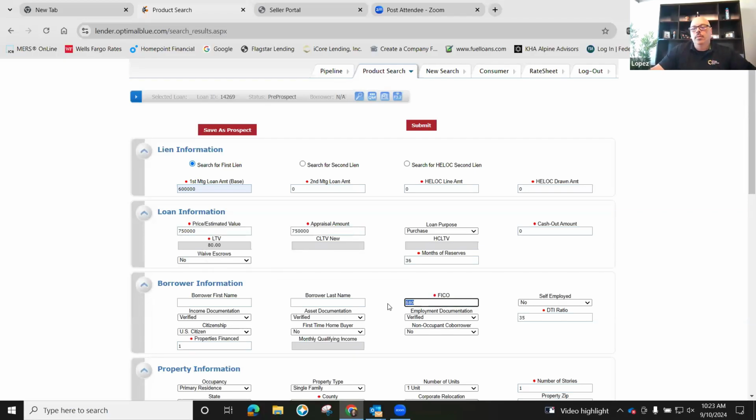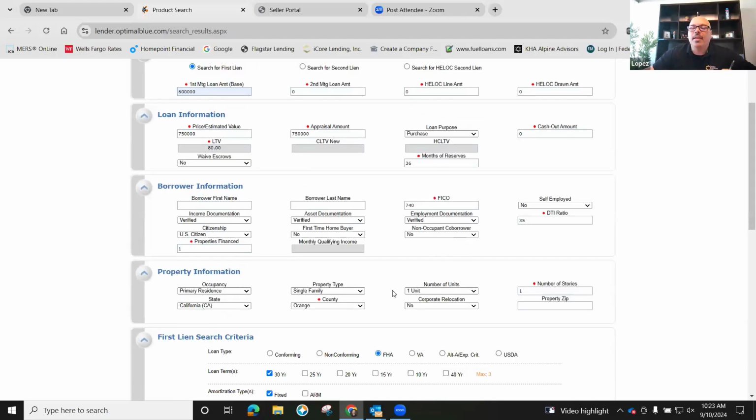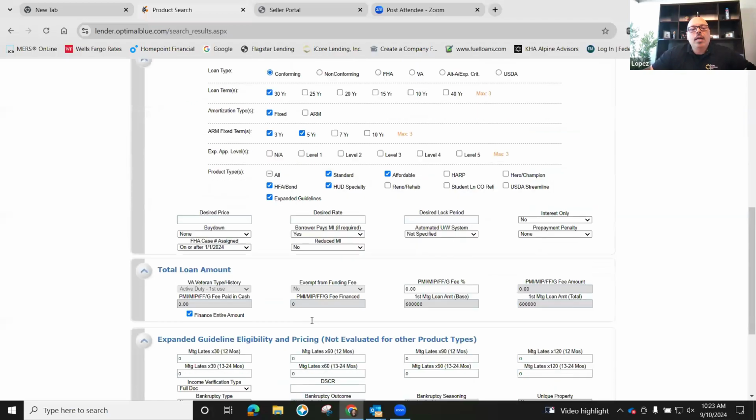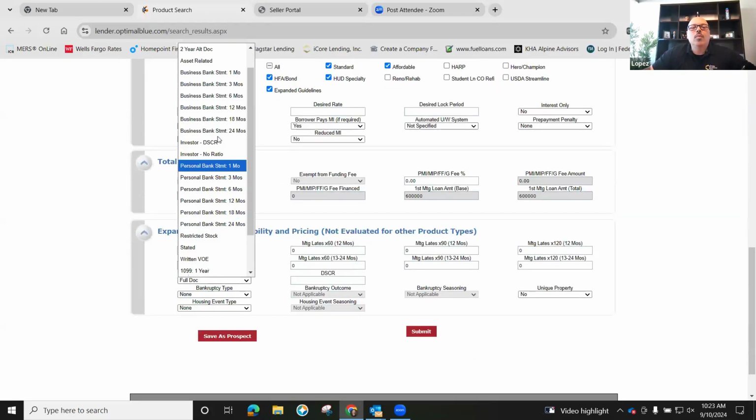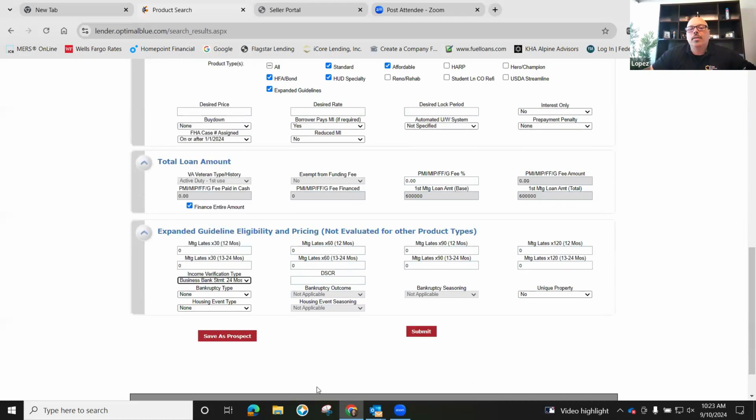I'm going to go to a nice 755 score, okay? I am going to go down and I want this to be a bank statement loan. I want my borrower to go conforming, because I'm not looking for an FHA. I'm going to go down here and click that the income verification type is not full doc. We're going business bank statements, 24 months.